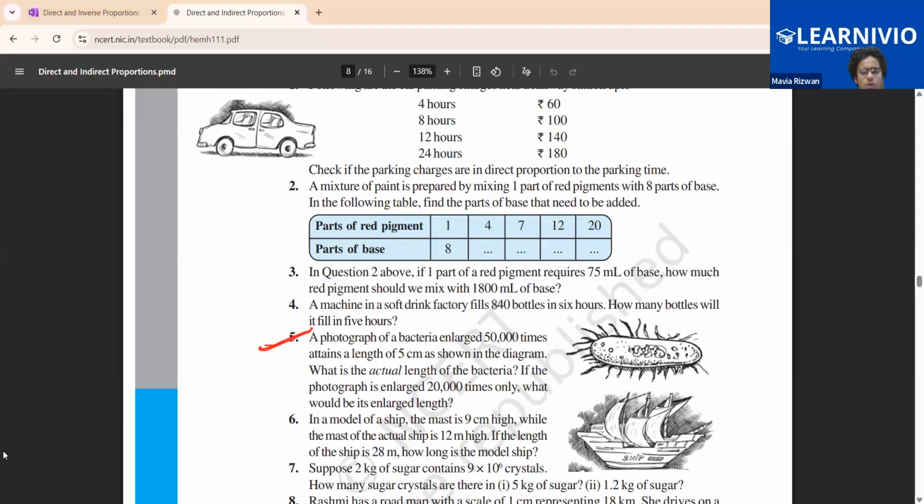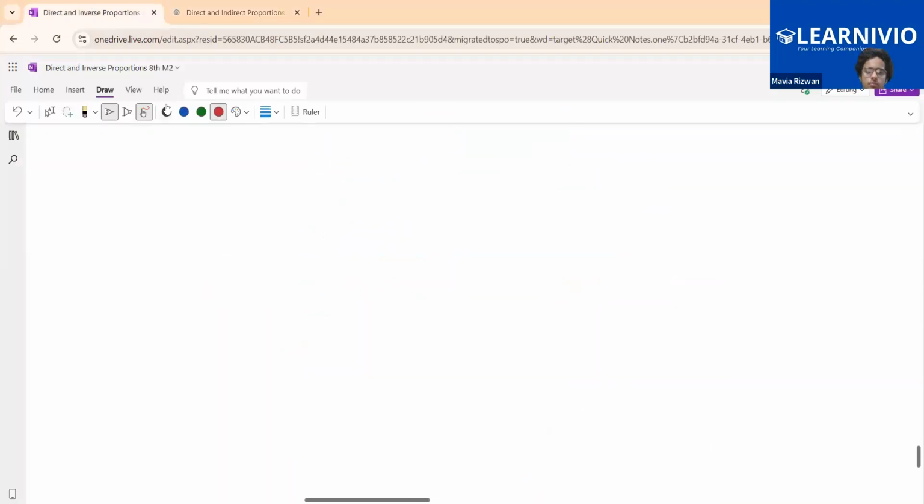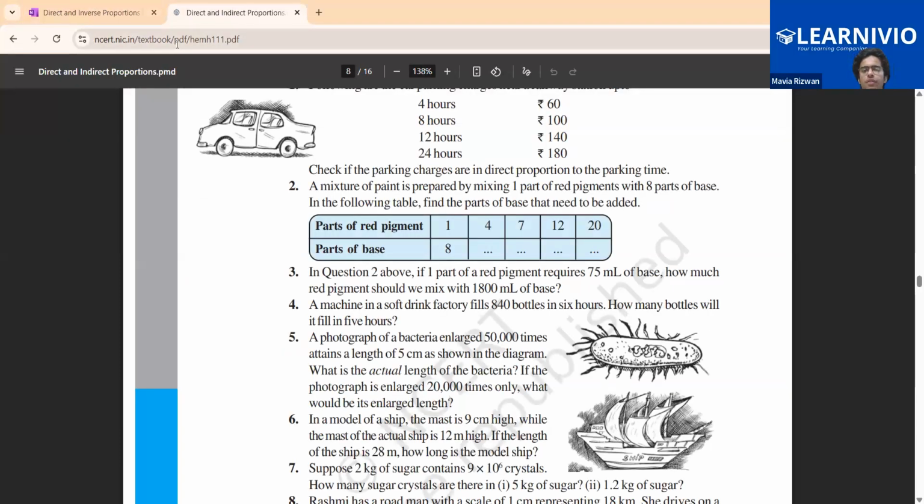So the question says a photograph of a bacteria is enlarged 50,000 times and attains a length of 5 centimeters, as shown in the diagram. So there is a bacteria. The photograph is enlarged 50,000 times, attains a length of 5 centimeters as shown in the figure.